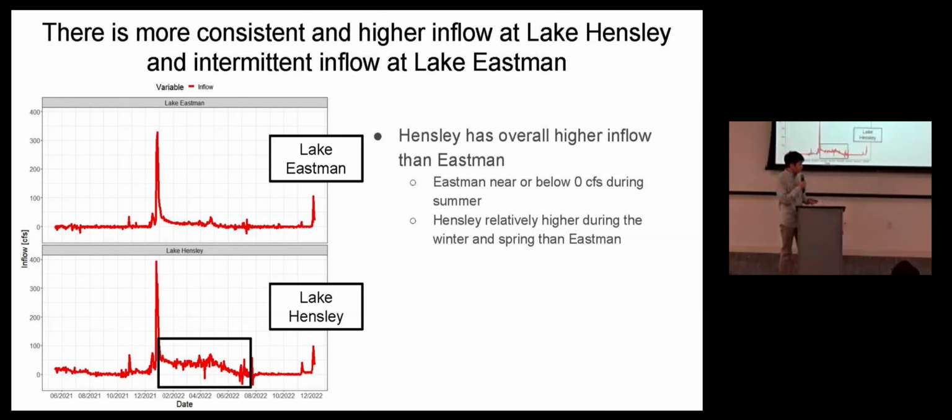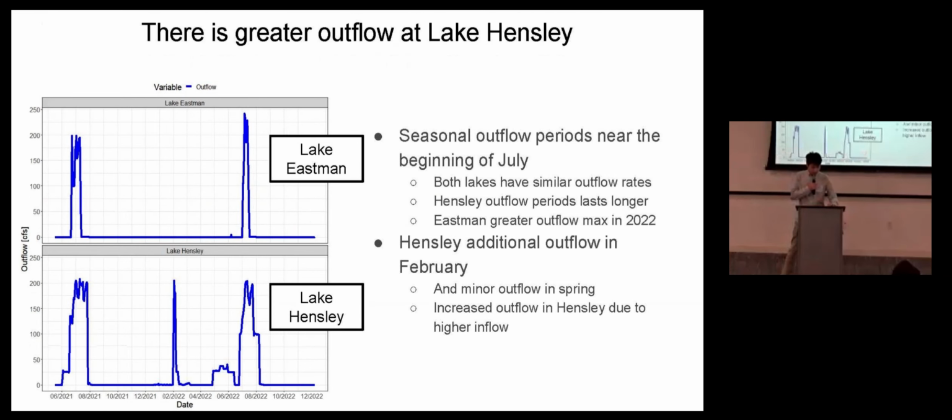And so moving on from lake inflow, we also have outflow. Both lakes routinely have outflow periods during the beginning of July and have similar outflow rates. Lake Hensley does have longer periods of outflow during these times. Lake Hensley does have a larger outflow, 3 times greater than Lake Eastman, just like inflow. And another thing to note is that Lake Hensley has additional outflow during the winter and spring that Lake Eastman does not, and this is likely due to the inflow that we saw previously.